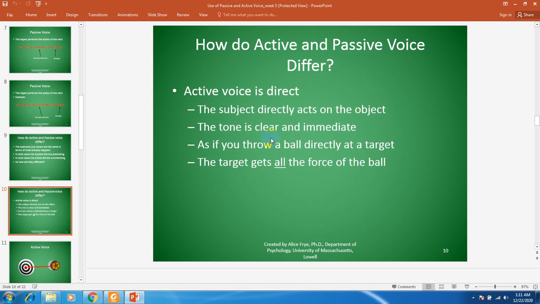The tone is clear and immediate, as if you throw a ball directly at a target.